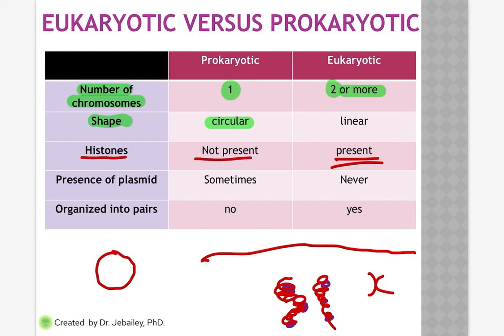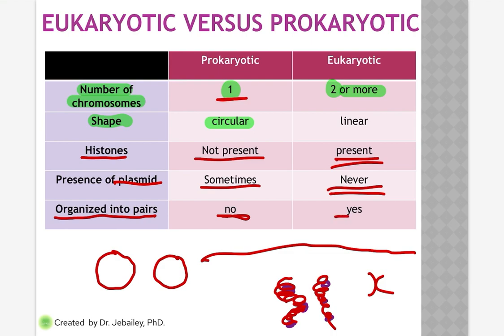You do not need the prokaryotics because it's way smaller. Now, when it comes to plasmids, they're mostly found in prokaryotics. Plasmids are basically DNA in the shape of a circle. In eukaryotics, you never see any plasmids. And when we talk about organizing into pairs, because there's only one chromosome, there's no organization into pairs.